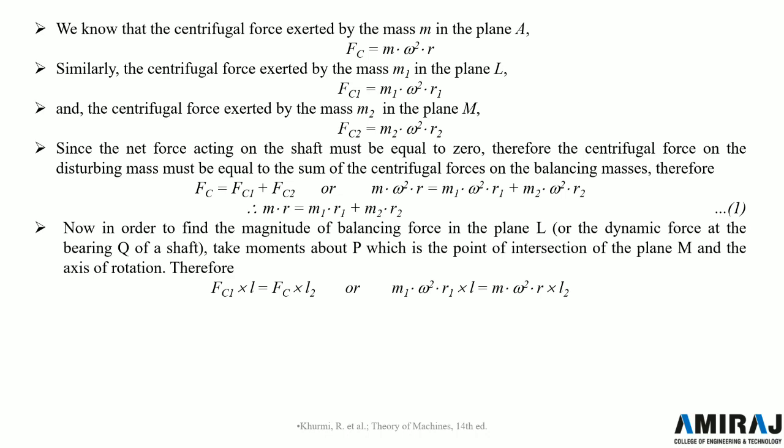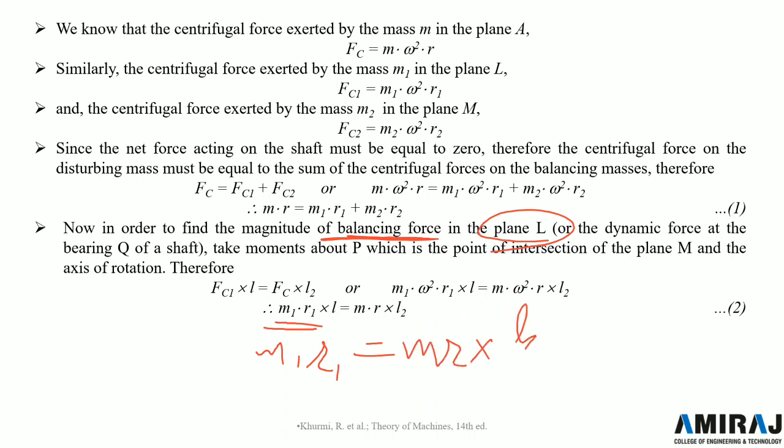So we will write FC is equal to m omega square r and FC1 is equal to m1 omega square r1, और जो ओमेगा स्क्वायर है वो दोनों कैंसिल हो जाएगा यहाँ पे। तो हमको इक्वेशन कैसा मिलेगा यहाँ पे, m1r1l is equal to mr_l2, ठीक है। So यहाँ पे m1r1 हमको फाइंड करना हो तो यहाँ पे सेंट्रीफ्यूगल फोर्स जो मैग्नीट्यूड है बैलेंसिंग फोर्स का at the plane L, that will be m1r1 is equal to mr cross L2 upon L.